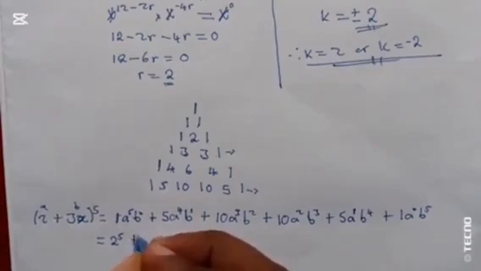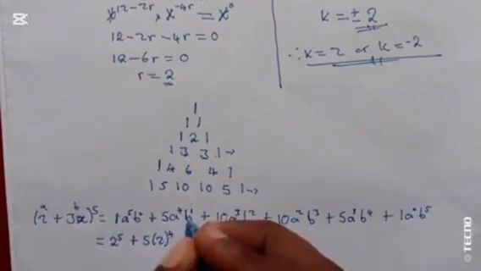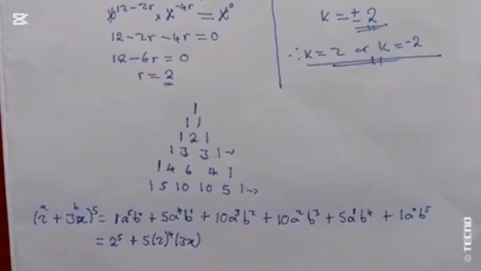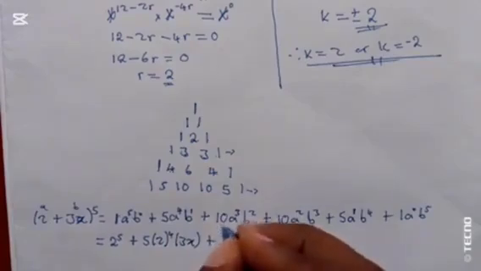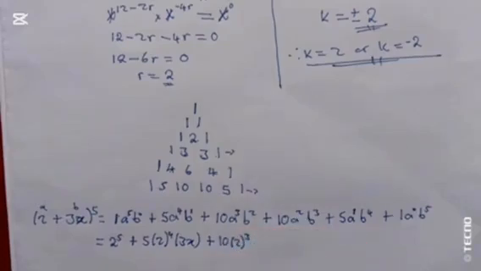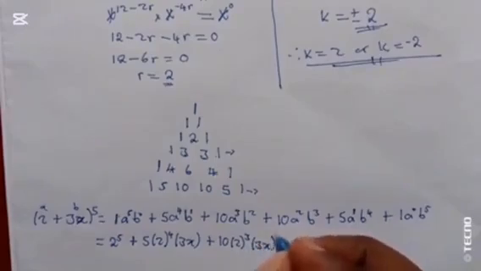So allow me to omit this. Then 5 is 2 to the power 4. Then B, it's just 3x to the power 1. Okay, then plus 10 here, A is 2 to the power 3, then B is 3x, okay, to the power 2.